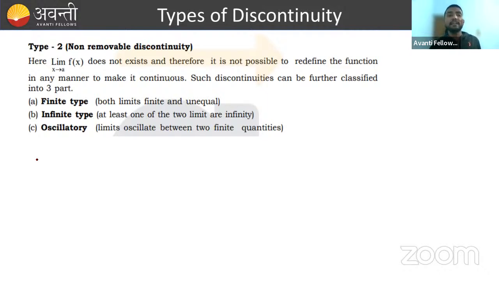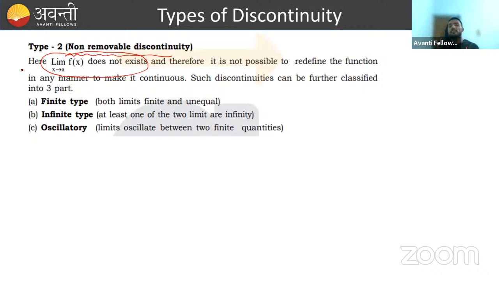First of all, in non-removable discontinuity, the major condition is that the limit doesn't exist. In the previous case, the limit existed, but in this case, the limit doesn't exist. If the limit doesn't exist, what does that mean? That LHL is not equal to RHL.